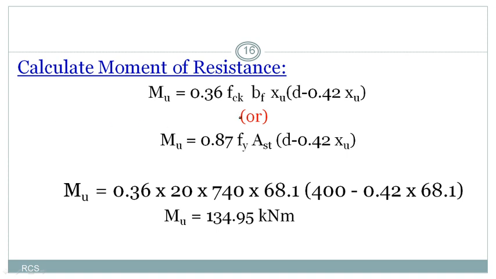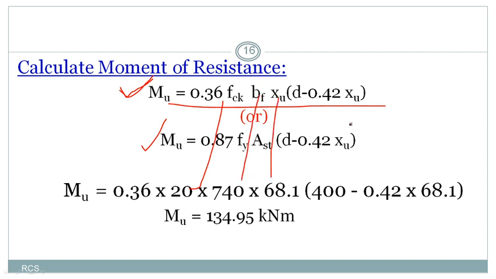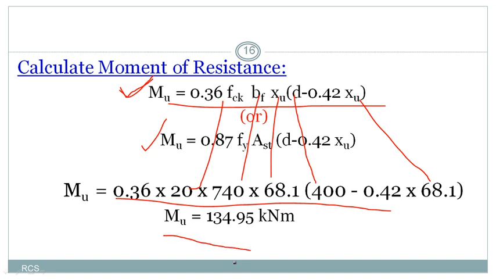Now the moment of resistance can be calculated with respect to tension, using the tension moment of resistance formula, or with respect to compression, using the compression moment of resistance formula. Here I am using this formula for calculating this. Now MR equals 0.36, FCK is 20 here, and BF, the effective width of the flange, is 740, and XU is 68.1, and D is your effective depth of the beam. If you simplify these values, we will get the moment of resistance value.